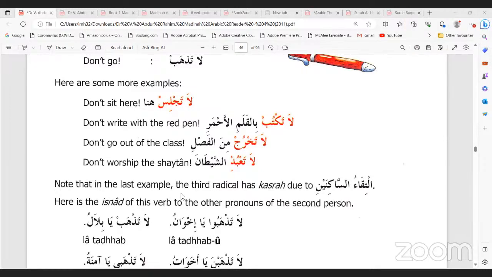Here are some more examples. Don't sit here: la tajlis huna. Don't write with the red pen: la taktub bil-qalami al-ahmar. Don't go out of the class: la takhruj min al-fasl. Don't worship the shaitan: la ta'budi ash-shaitan.